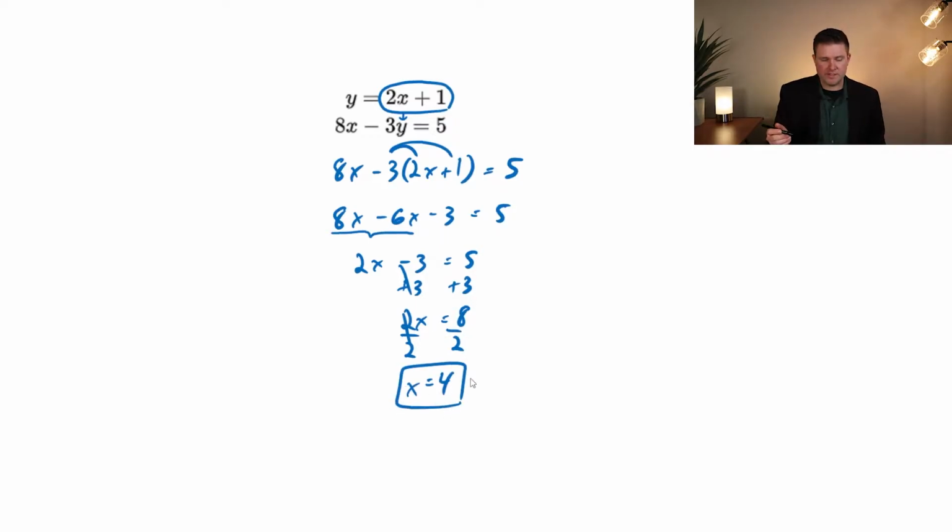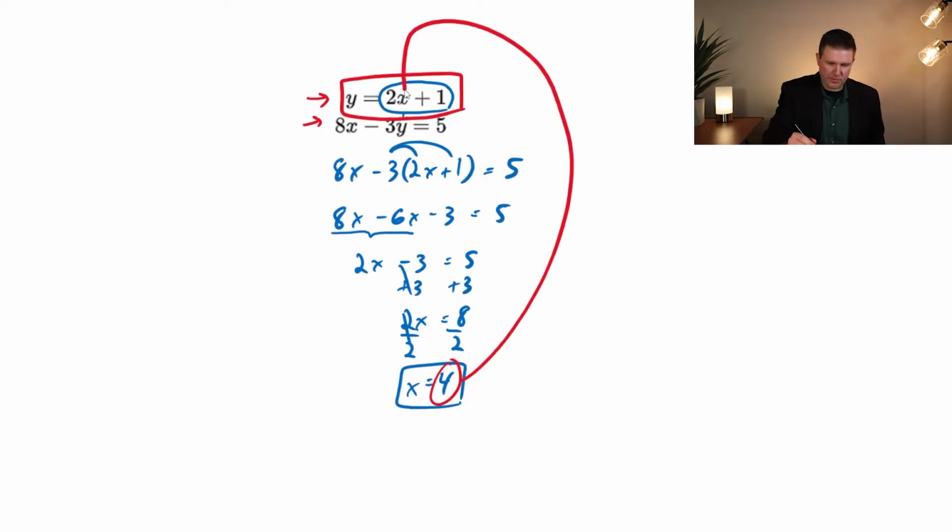Now that we have what x is, we can take that and plug it into the easier of the 2 equations to get y. If you look at these two, which one would actually be easier for you to get y? It would definitely be the top one, because y is already isolated. So if you take the 4, pop it in right there, I'm going to write my work down here. So y equals 2 times 4 plus 1, y equals 8 plus 1, and then y equals 9.